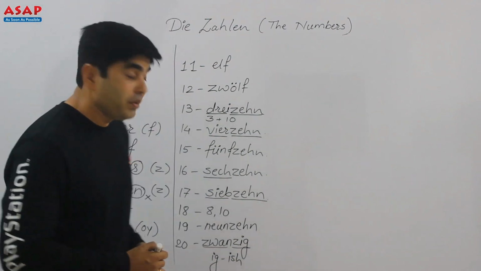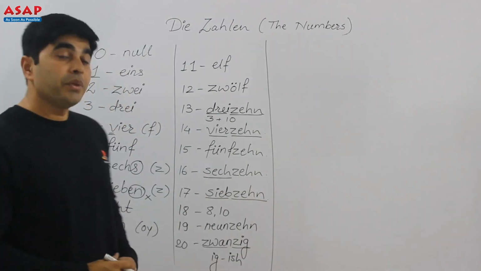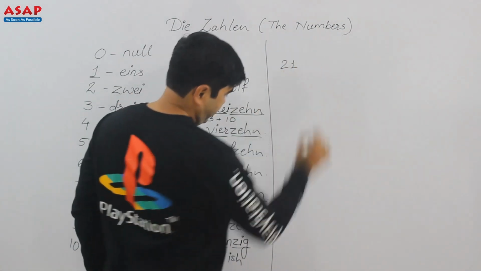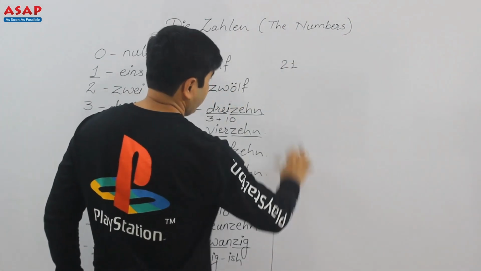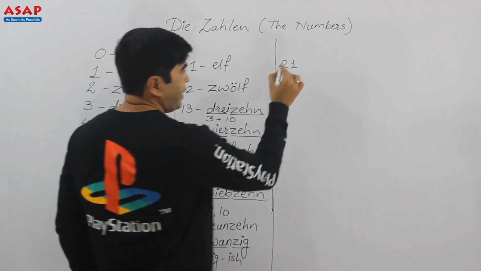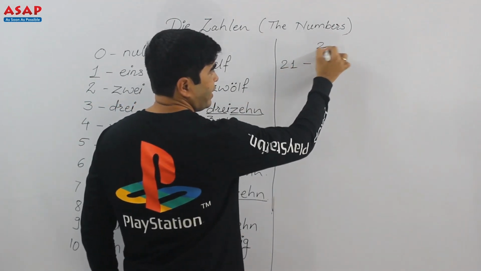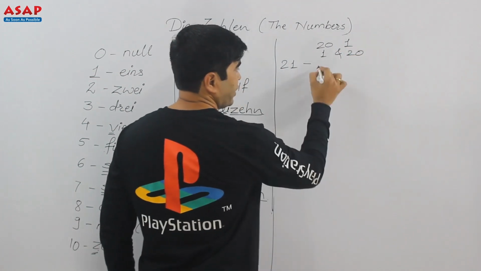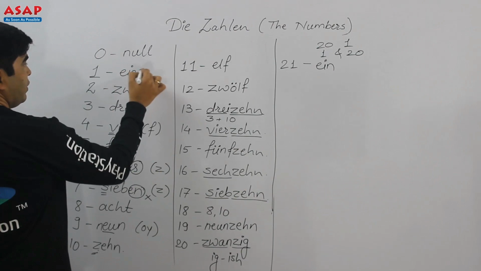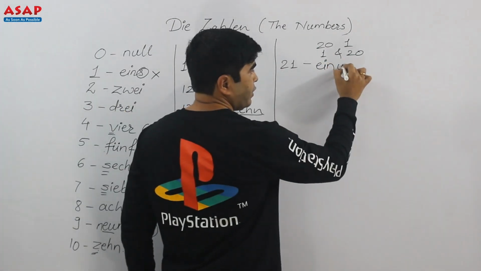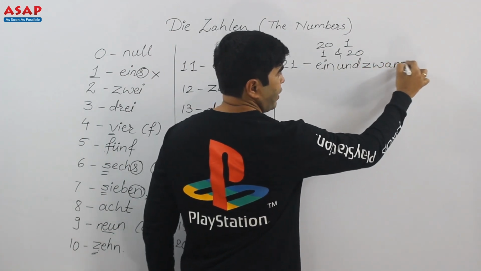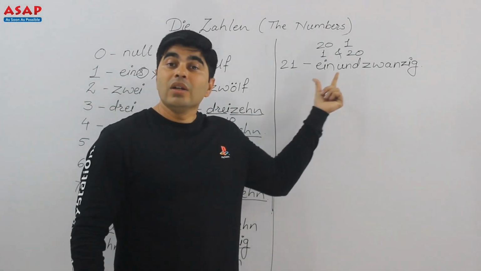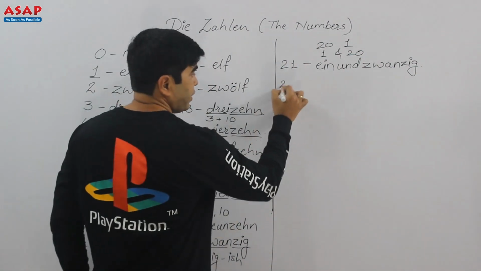And now we will continue after 20. How do you say 21 in English? In English, you call it 21: 20 and then 1. But in German, it is exactly opposite. You will say 1 and 20. So it becomes ein, and when you say 21 you will not be using this S. So ein, und is 'and', and 20 is zwanzig. So it is einundzwanzig.